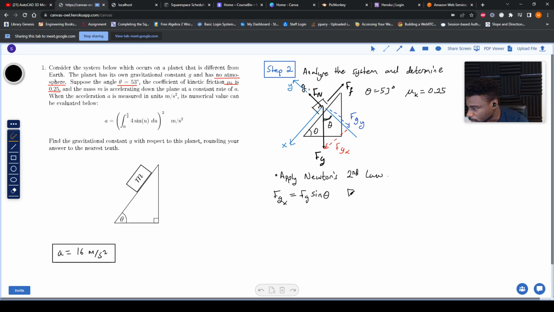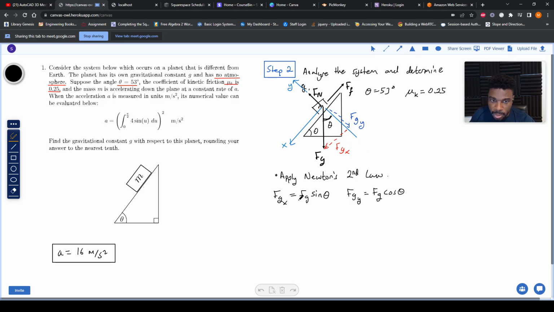Now, what about Fgy? Fg cosine theta. So you say Fgy would be Fg times this cosine angle here, right? So Fg cosine theta. Okay, good. So now we have all of our forces aligned along the coordinate axes. Now we can apply Newton's second law in both directions.